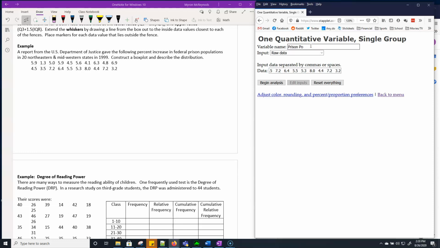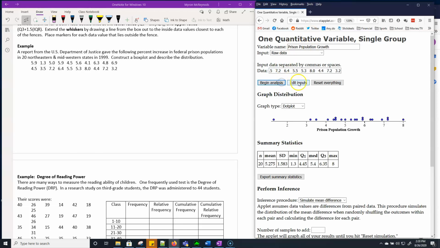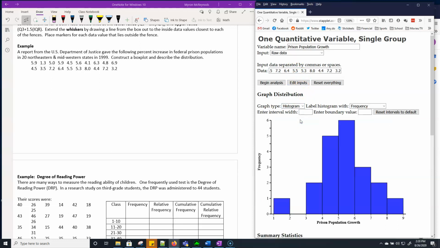Prison population growth is what I would call this one. And I'm going to make a histogram first because you always want a histogram of your data. Let's look at this histogram and see what it looks like right there. That looks kind of symmetrical and normal, right?